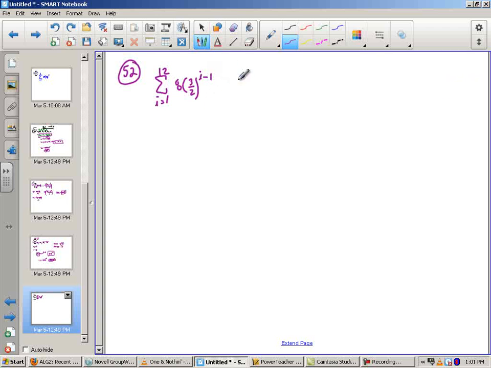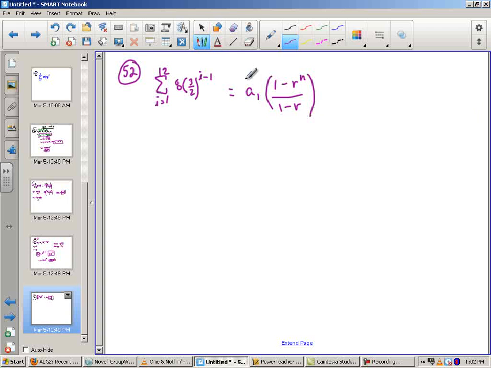Okay, so I'm trying to find the sum of these 12 entries. Well, quite frankly, I don't want to find the sum of 12 different entries. It's going to be quite complicated to write all of them out. But there is, again, a formula that I can use, which tells me I'm going to take a sub 1 times 1 minus r to the nth power over 1 minus r.